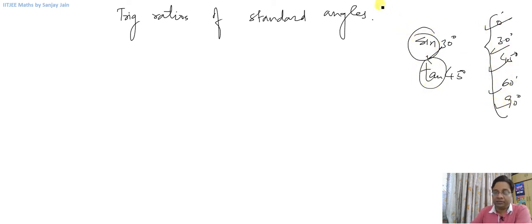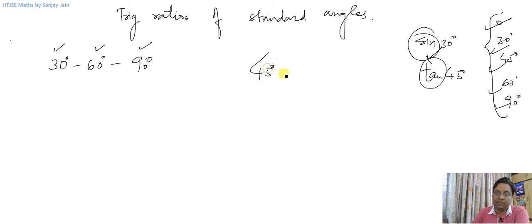Okay, so let me first of all revisit some of the geometry. Let us say I talk about a 30, 60, 90 triangle. What do I mean? A triangle has got three angles. Now I am talking about a triangle where one angle is 30 degrees, one angle is 60 degrees, one angle is 90 degrees. Secondly, we will have a look at the 45, 45, 90 triangle, and look at the ratios of their sides.